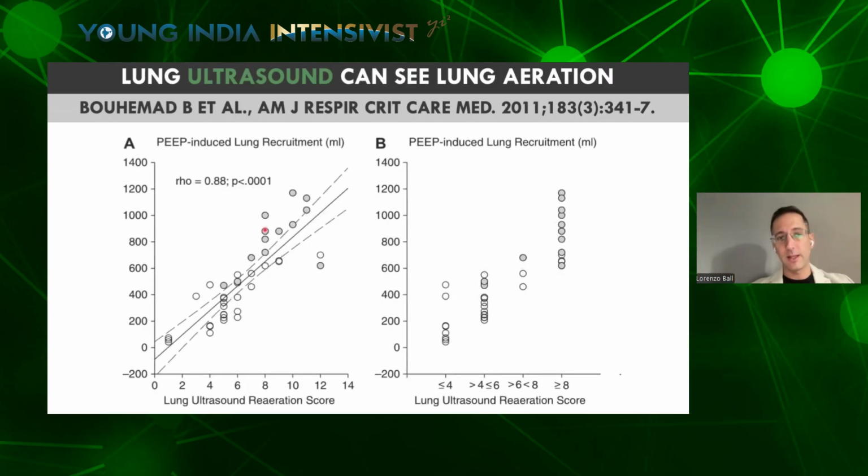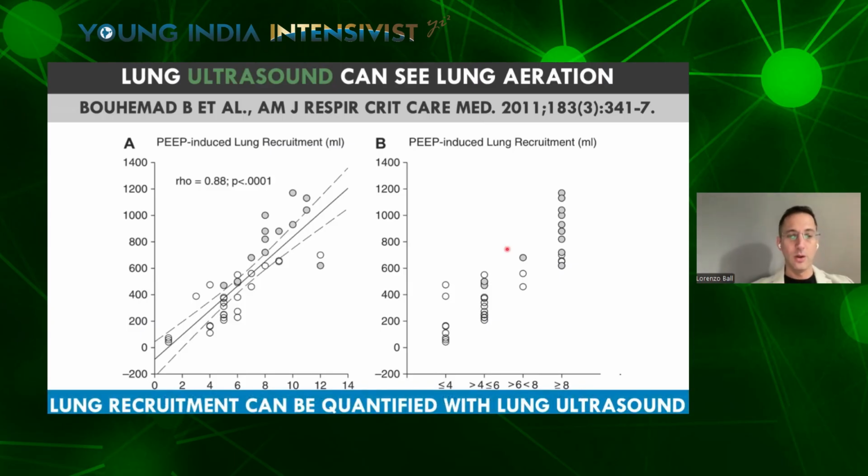And they observed that there was a very good correlation between the lung ultrasound reaeration score and the PEEP-induced lung recruitment measured in milliliters using the multiple pressure-volume curves method, which is one of the reference standards for recruitment measured by the ventilator. So we can not only visually inspect what happens in the lungs with lung ultrasound, but we can also see in detail and measure numerically what is going on in our patients.